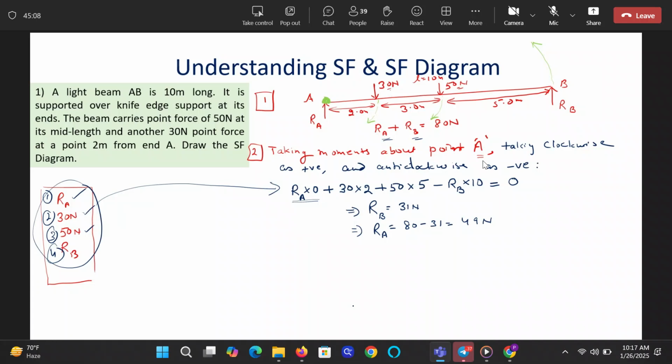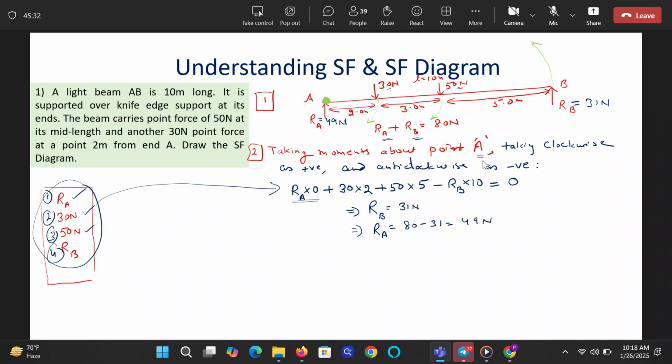I'll put these values back on the diagram. How much is RB? 31 newtons. How much is RA? 49 newtons. This brings us to the end of the second step. The first step was making the diagram. The second step was calculating the reactions. Are these two steps well understood, guys?